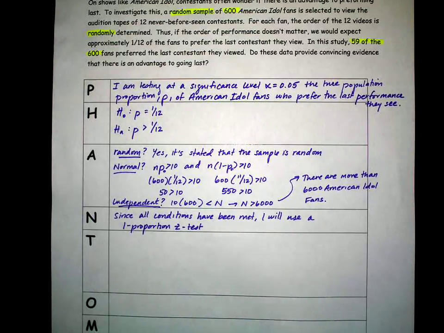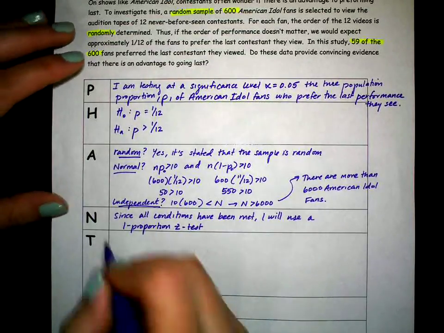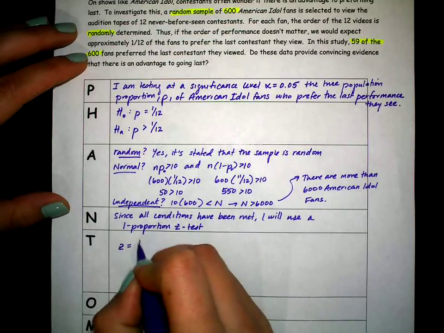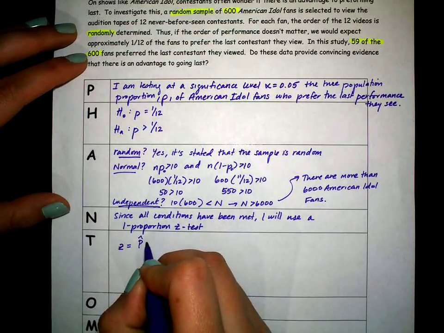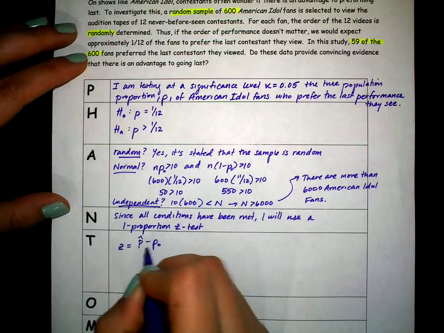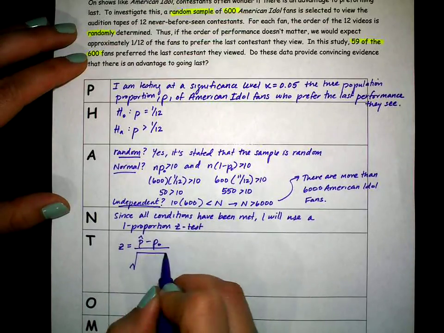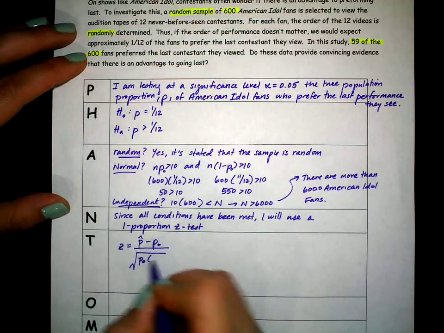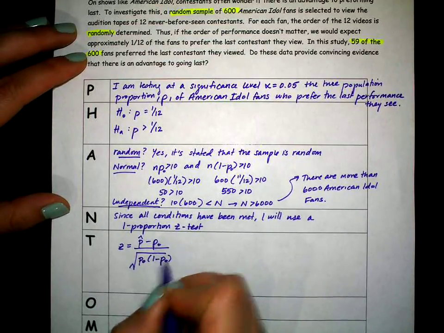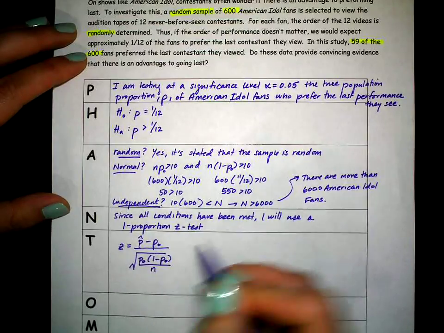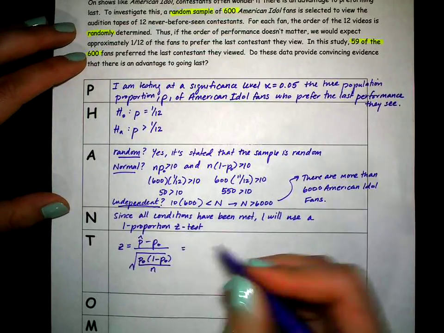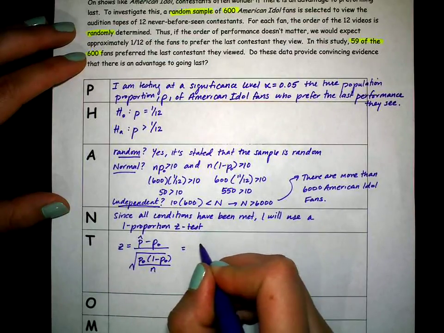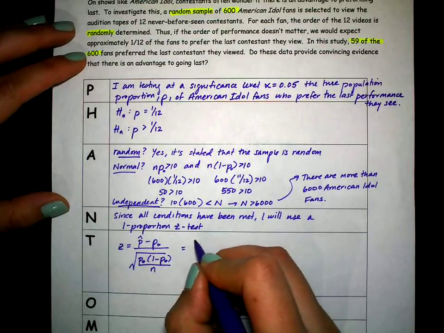And remember, this was in the previous video. It's pretty much z is equal to p hat, that's our statistic, minus p naught over the standard deviation of the statistic. So we're going to go ahead and put in p naught times 1 minus p naught all over n. Alright, so you always want to write the form that you're going to use. Then we're going to go ahead and do this by filling in the numbers.